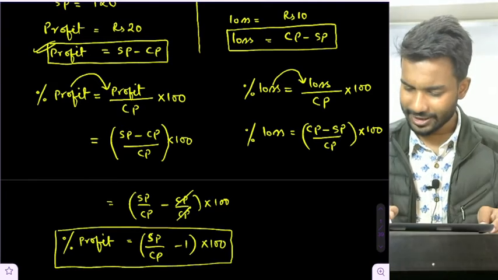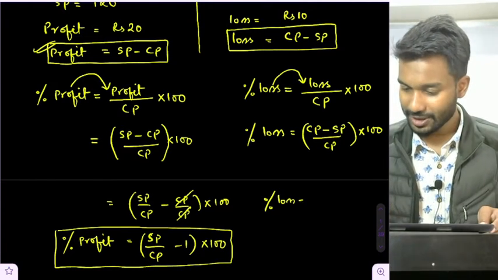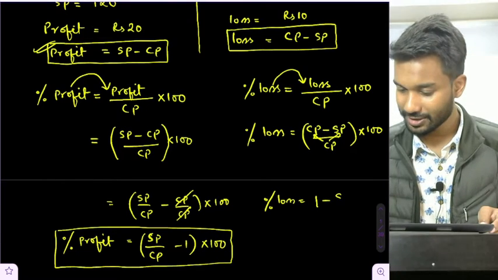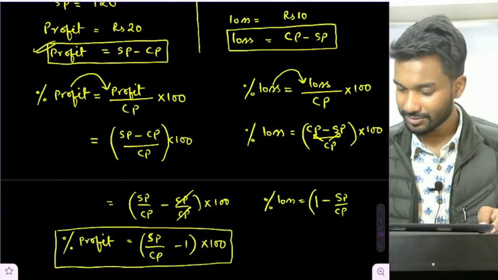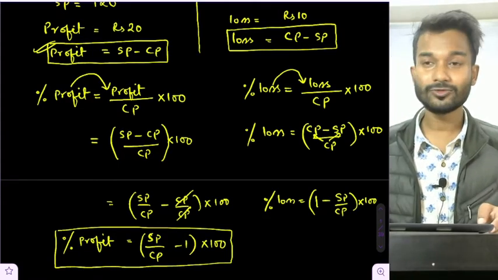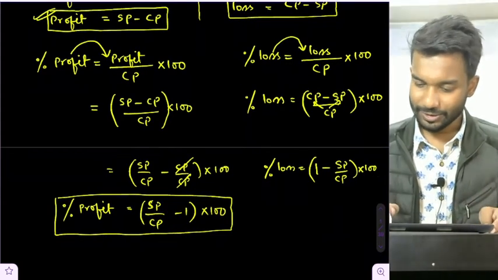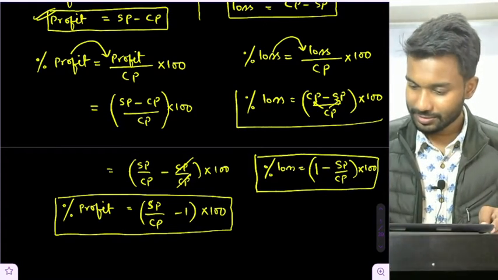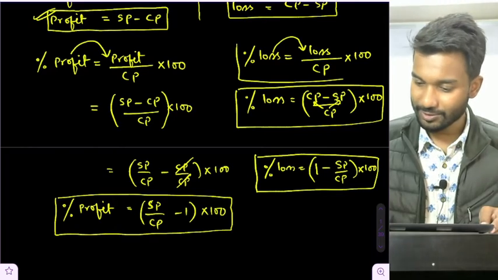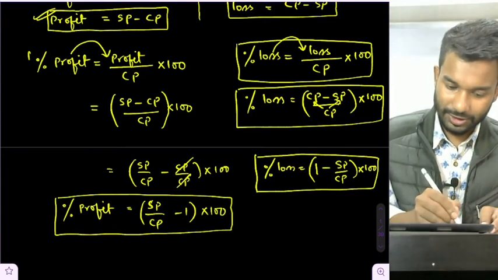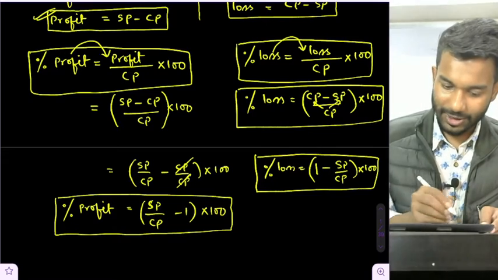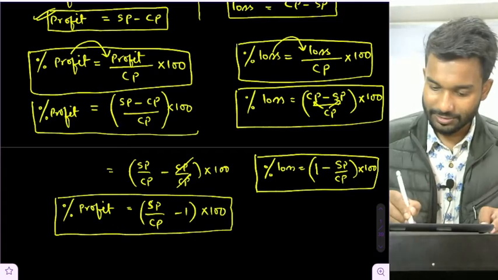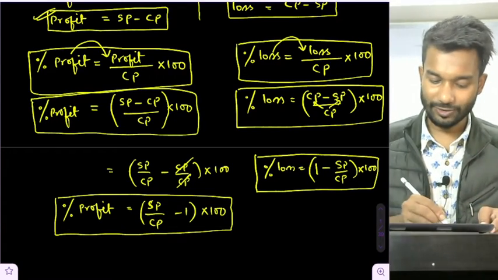Similarly, here also I'm dividing the percentage loss numerator by cost price. I'll divide cost price also, I'll divide selling price also. So as a result, what shall I get? 1 minus SP by CP, into 100. I hope all of you have understood till here. So this is our another formula for percentage loss. This is our first formula, percentage profit. This is our second formula, and this is our third formula.